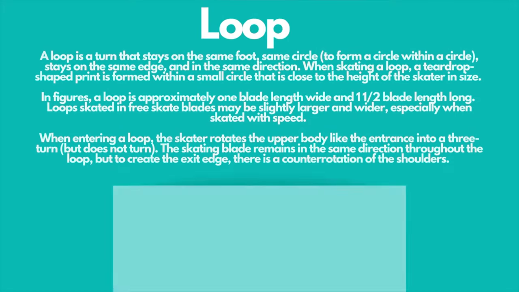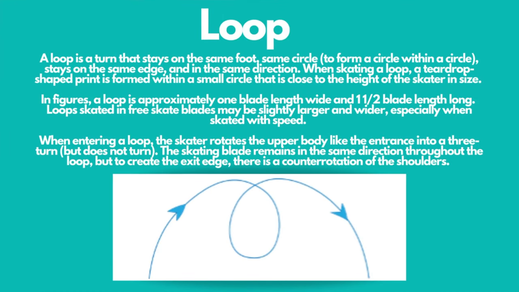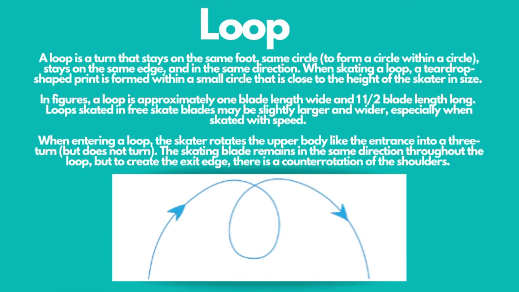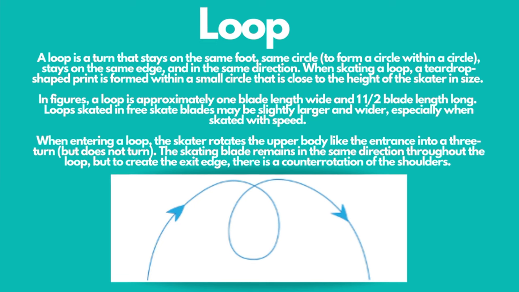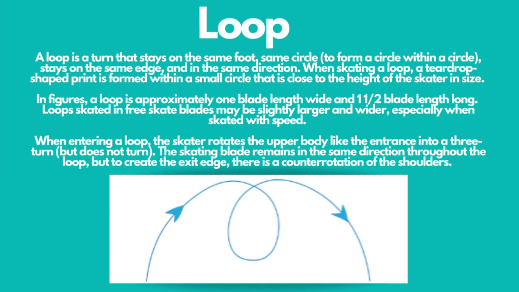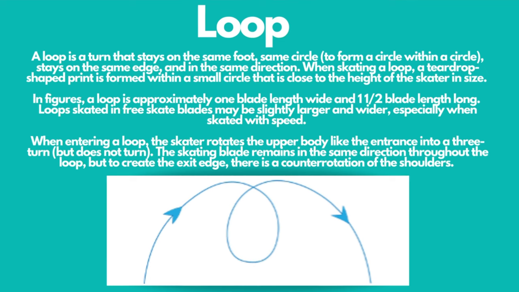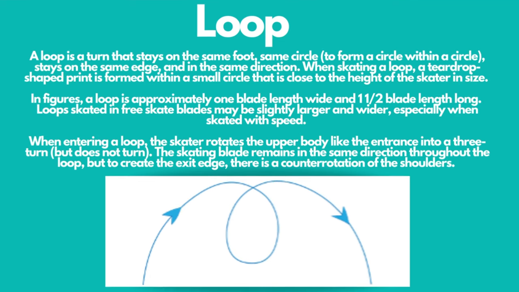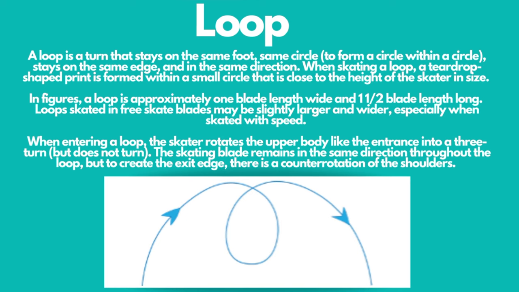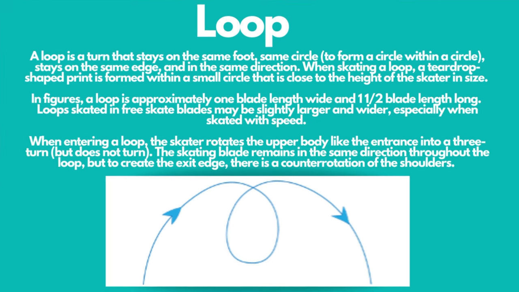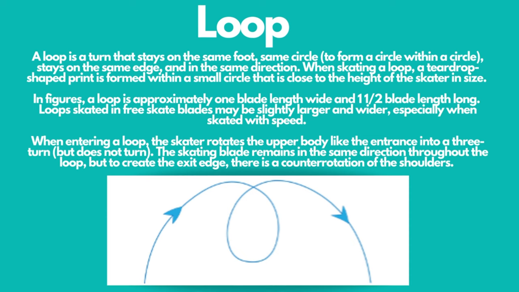Loops. A loop is a turn that stays on the same foot, same circle, stays on the same edge, and remains in the same direction. They must be exited out on one foot. A teardrop-shaped print is formed within a small circle that is close to the height of the skater in size. In figures, a loop will be approximately one blade length wide and one half blade length long. When skating a loop in free skate blades, as most of us do these days, it may be slightly larger and wider, especially when skated with speed.